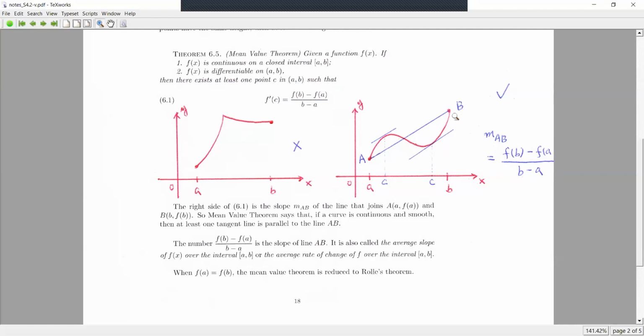Point B, coordinates is B, function value at B. Point A, the coordinates are A and function value at A. So y2 minus y1, f of B minus f of A over x2 minus x1, B minus A. So this number is the slope of this blue line. This conclusion says that slope of the tangent line is equal to slope of this secant line.